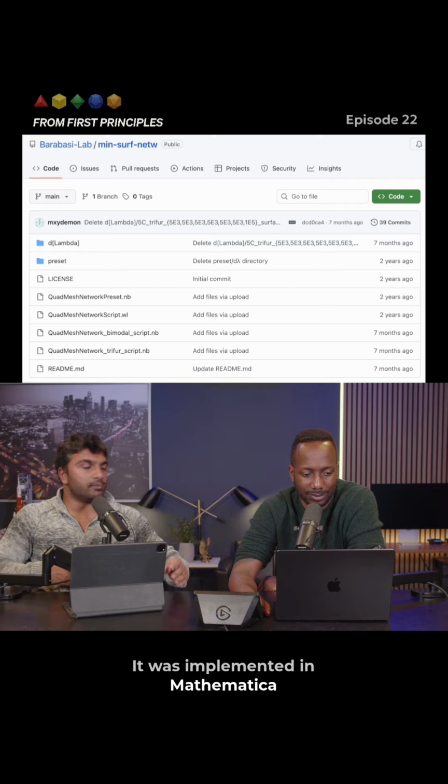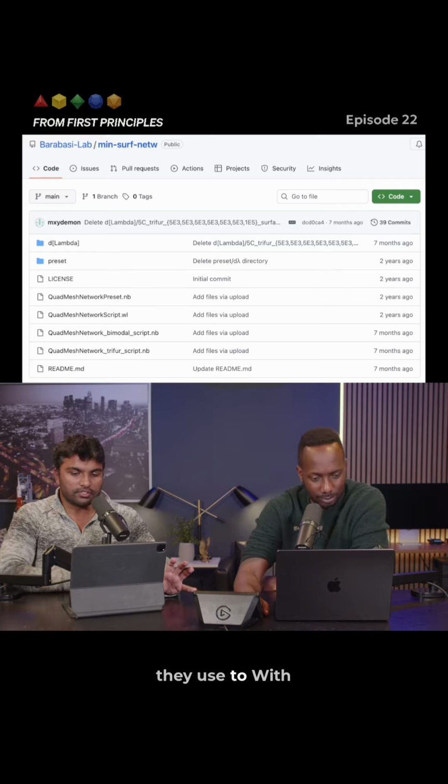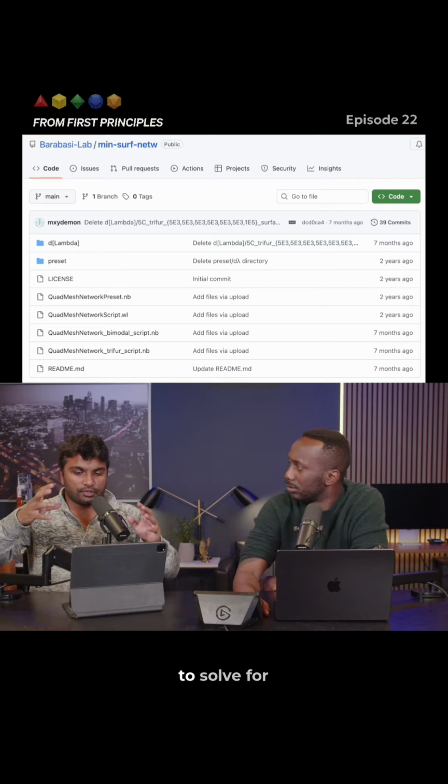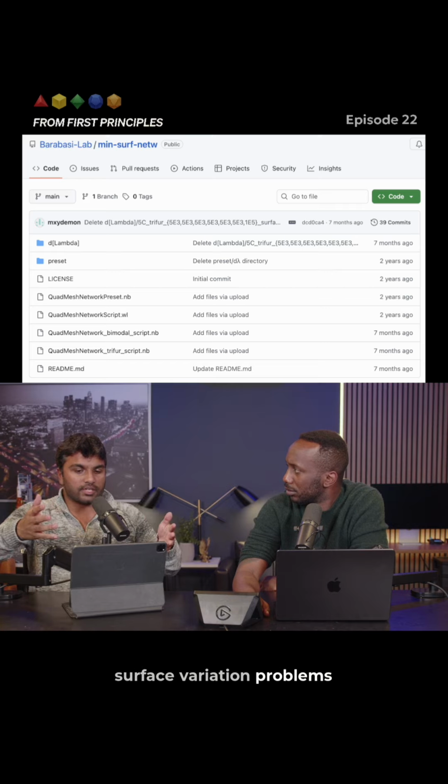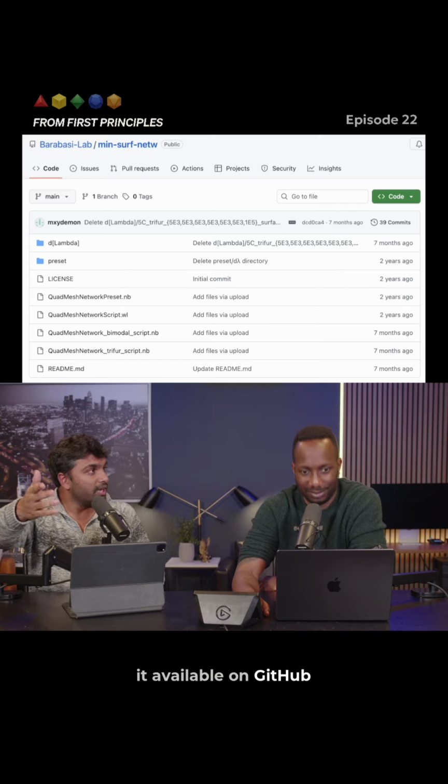It was implemented in Mathematica. This is the new code that they use with finite element methods to solve for surface variation problems. They actually have it available on GitHub, so you can use it.